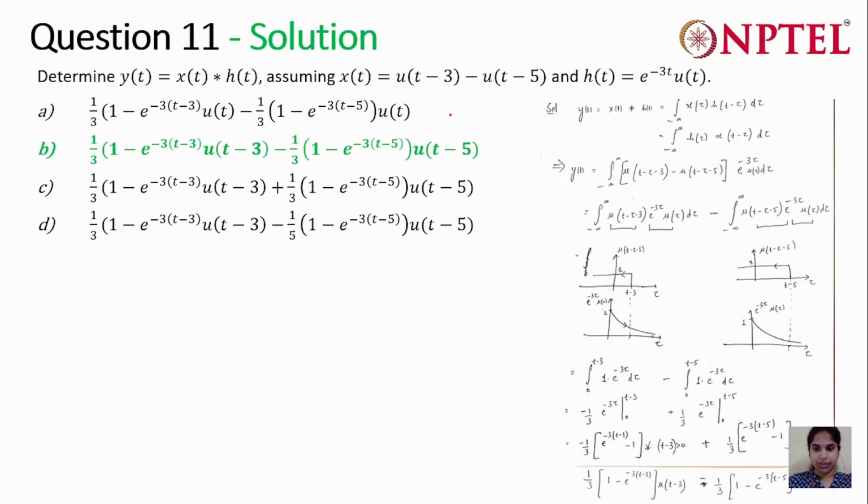So the answer is option B. Here I have done the straightforward convolution, but you could very well try to do it by taking the Fourier transform. Here what I've done is the proper convolution formula, and then I'll get two terms. So u of t minus 3 convolved with e power minus 3t u of t, and another term is u of t minus 5 convolved with e power minus 3t u of t. Based on the product of the unit steps, our limits will change, and then if we solve, we can get the answer. But the option is B.